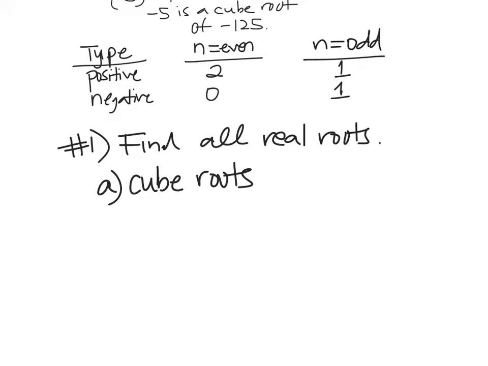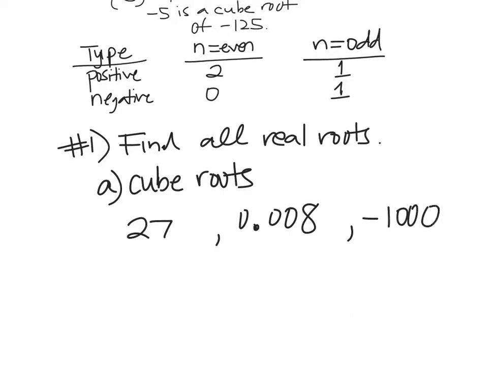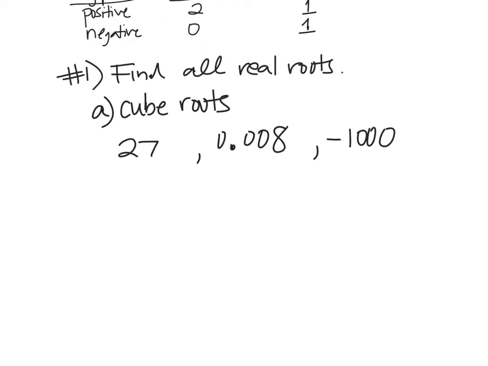Okay, so n is going to be odd here because 3 is cube, it's an odd number. And we're going to find all the cube roots of 27, 0.008, and negative 1,000. Okay? So what we're looking for are numbers that we multiply times itself 3 times because it's cube roots, to give me these numbers.